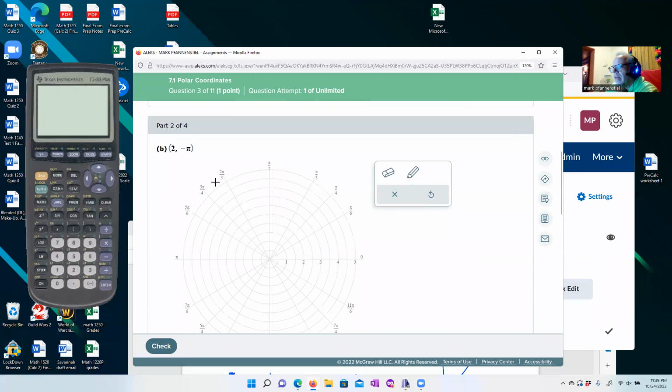Okay. And here we're going to go with 2 and negative pi. Where the heck is negative pi? Negative pi, we're going to go backwards over here. And then we're going to go 1, 2 in the negative pi direction.